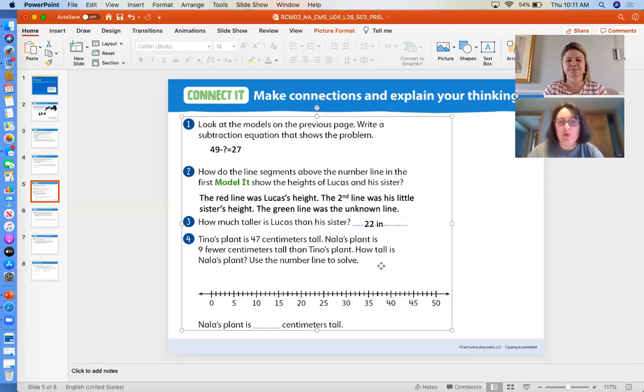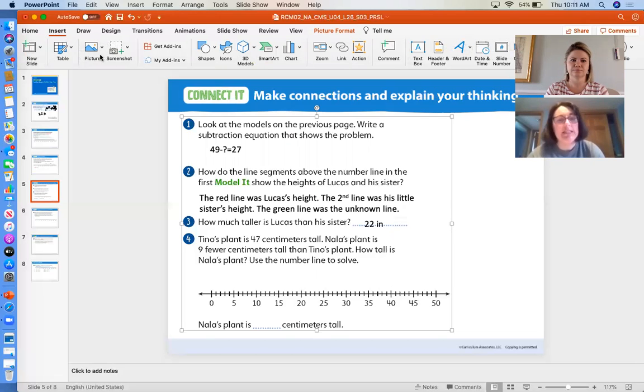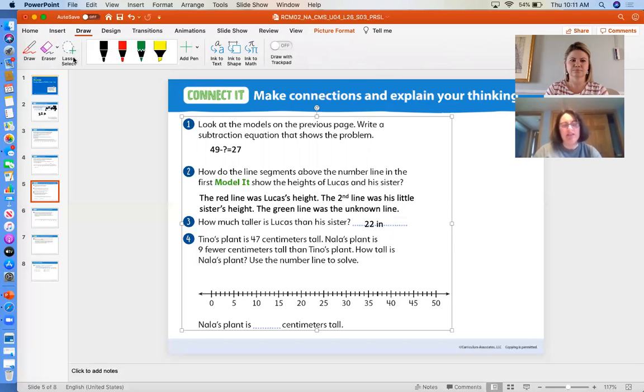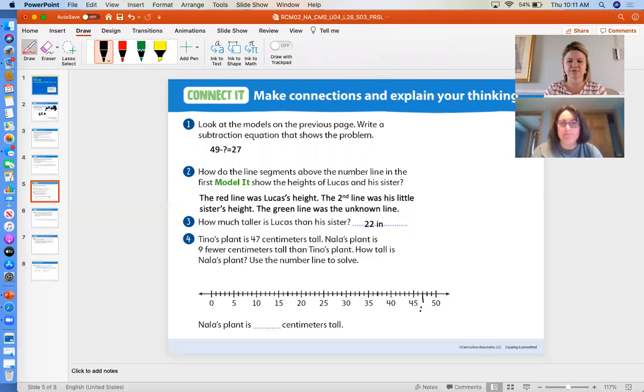All right, so let's look at a new problem. Tino's plant is 47 centimeters tall. Nala's plant is 9 fewer centimeters tall than Tino's plant. How tall is Nala's plant? Use the number line to solve. So what's the number we know for sure?